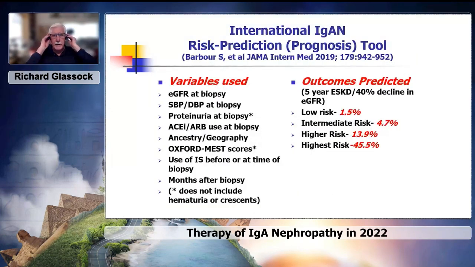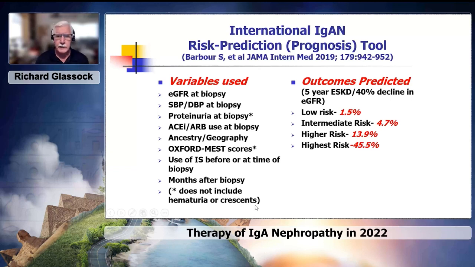Now, many of these factors that I've mentioned about prognosis have been incorporated into a new tool for estimating prognosis quantitatively. The International IgA Nephropathy Risk Prediction Tool, which is now widely used, includes a number of variables, very importantly, proteinuria at biopsy and the Oxford MEST score at biopsy. For interesting reasons, the scoring does not include either hematuria or crescents.